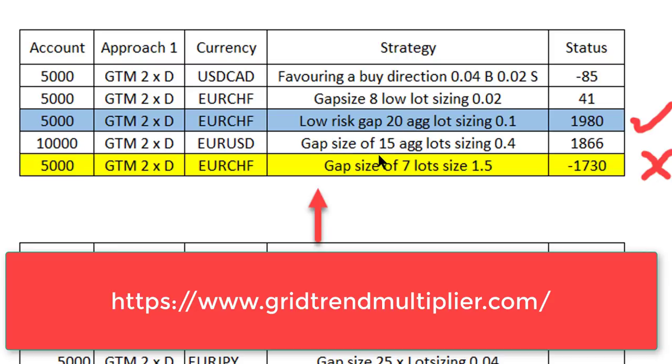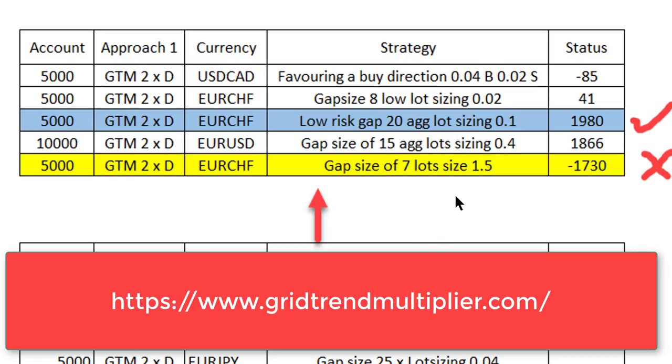And then lastly here again we have a nice successful one. Again, a grid size that's not too small. This is still fairly aggressive but not too small, and then a lot size that is a little bit aggressive, and fortunately the euro has been trading sideways for a while. I would say this one should be cashed in right now to eliminate any future risk on this particular EA.